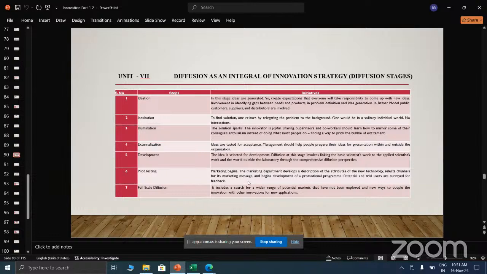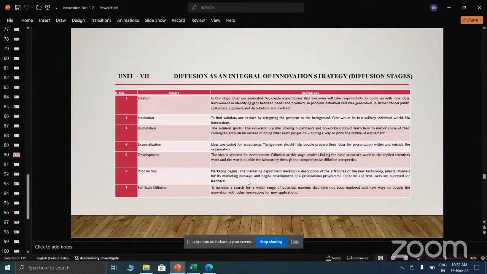Next comes the stage of development. The idea that is selected for development and diffusion at this stage involves linking the basic work of an innovator to the applied scientist's work. So basically, this says that the idea which is discussed now should be tested to see if it can be implemented. That is the development stage. Next comes the UAT, that is the testing stage, pilot testing.